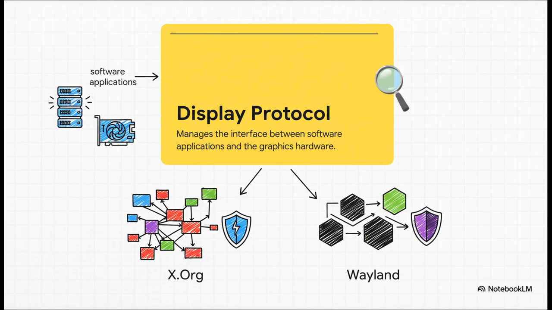Okay, so a display protocol. Sounds kind of technical, right? But it's actually pretty simple. Just think of it like the air traffic controller for your monitor. It's the rule book that tells your web browser how to talk to your graphics card, and your graphics card how to put pixels on the screen. It's the unsung hero making sure everything you see looks exactly how it's supposed to.